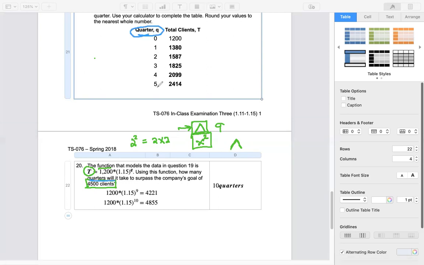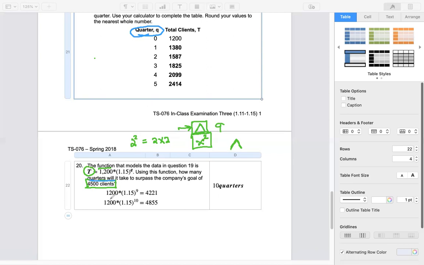I know at the 5th quarter, they had about half of that amount, didn't they? They got 2,414 clients. That's the 5th quarter, okay? And they want to know how many quarters it will take to surpass the goal of having 4,500? Well, that's about twice as much. So I'm going to guess and say, what about 9 quarters? What would it be if it was 9 quarters?